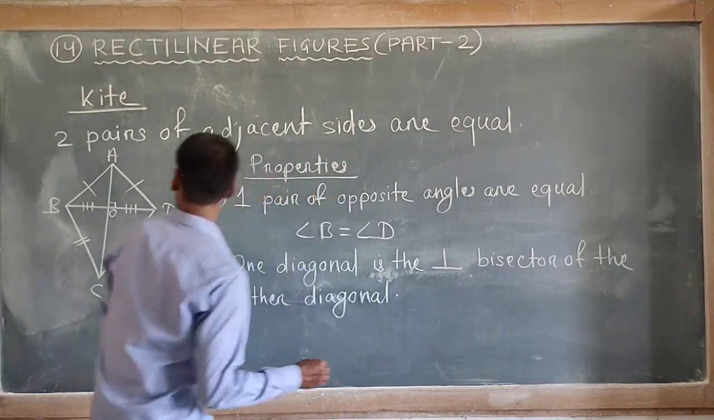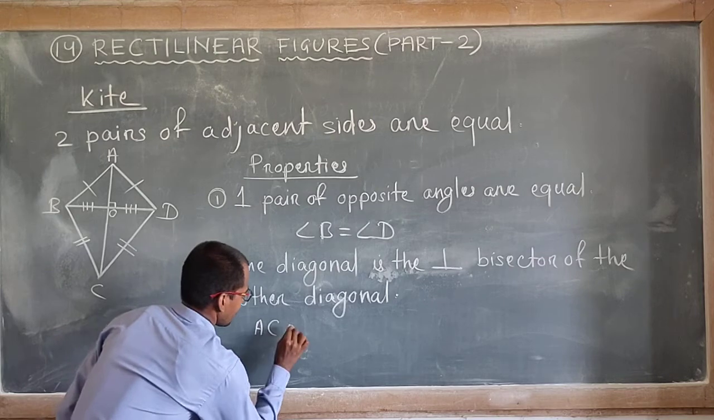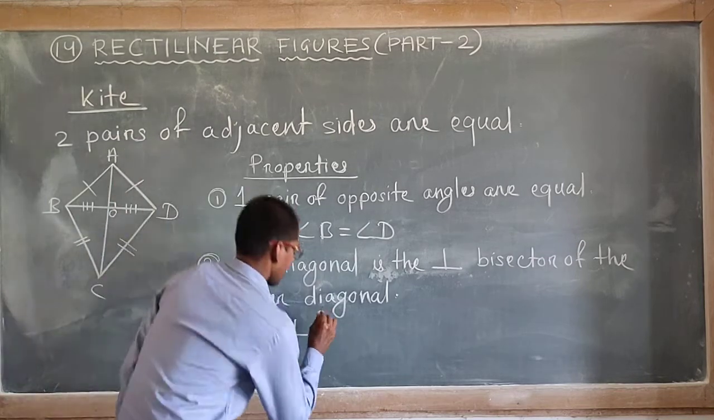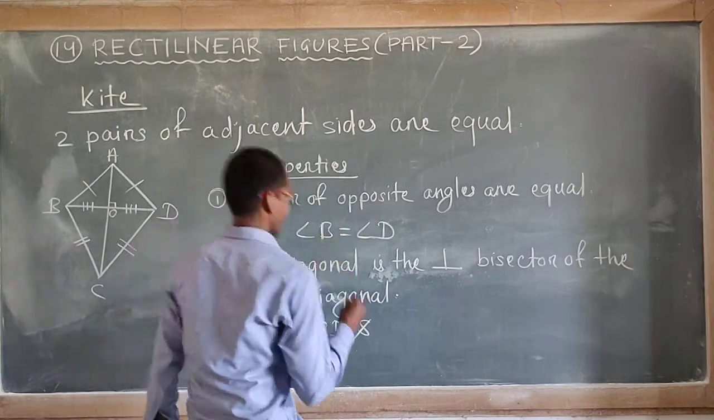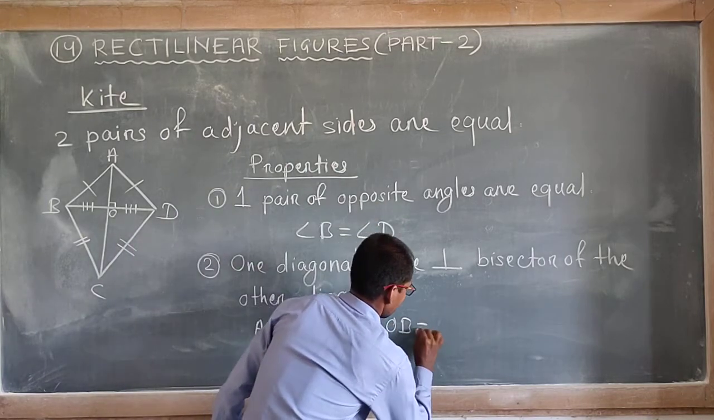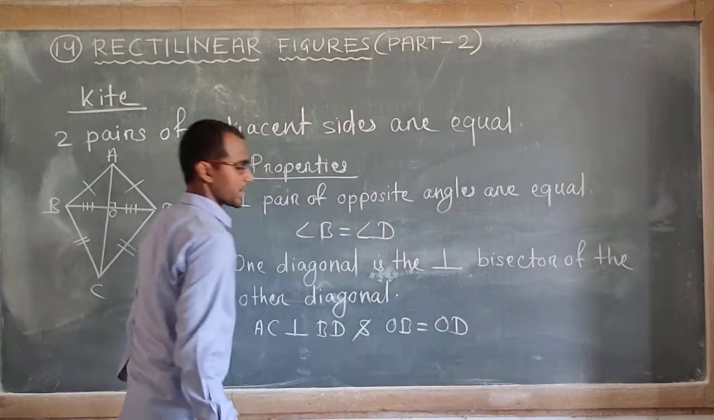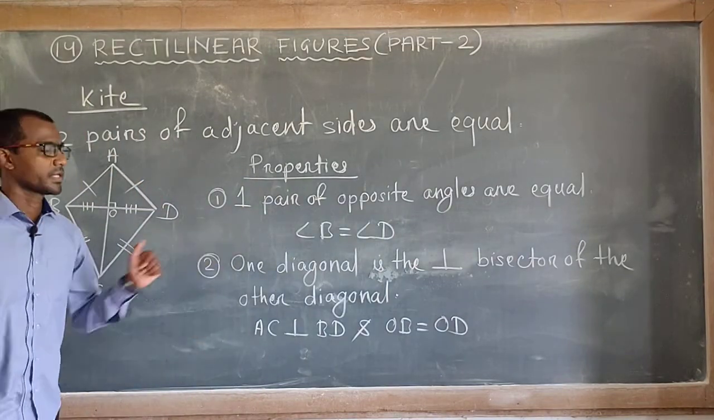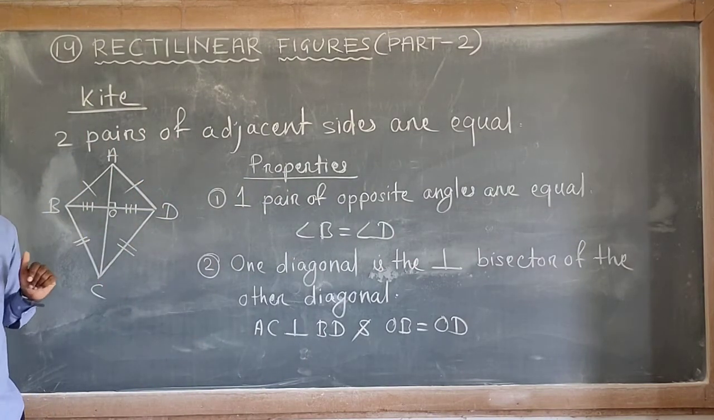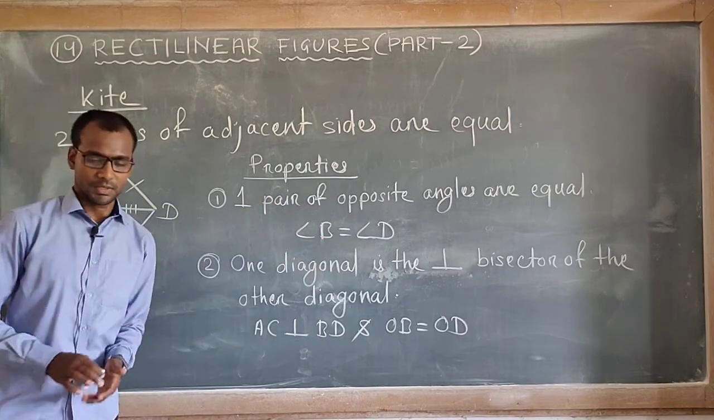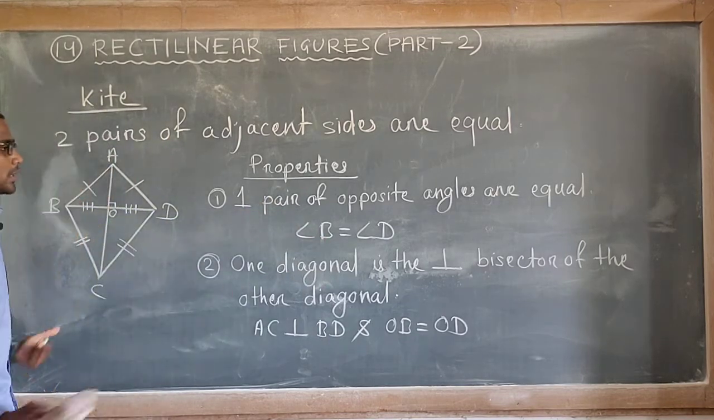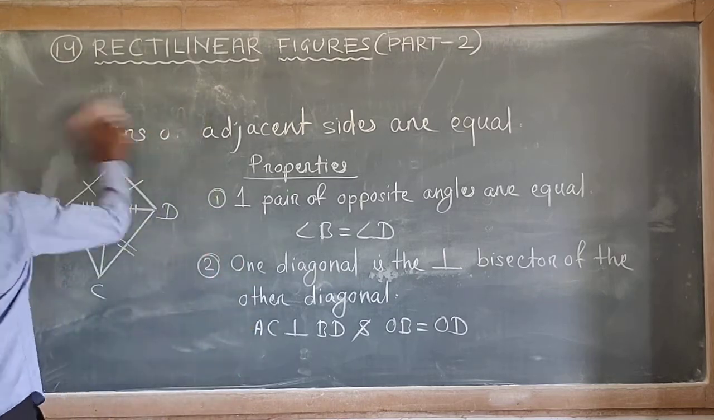So we can write here AC perpendicular to BD and OB is equal to OD. So these are the two properties of a kite. You have to remember the definition, then you have to remember the properties. Okay, so this is about kite. Now we will move to trapezium.